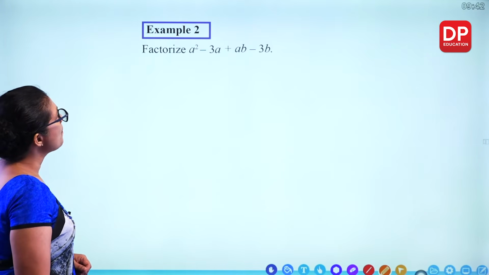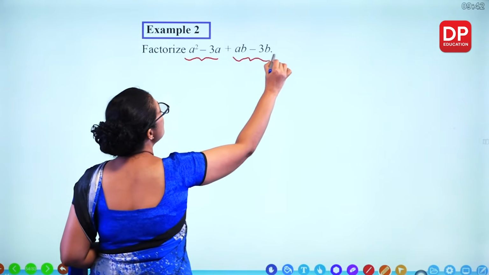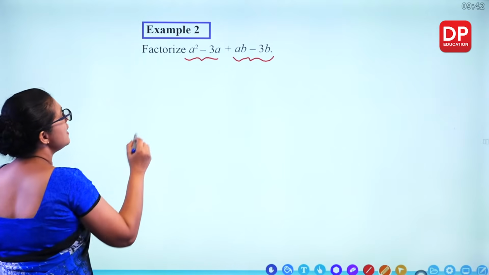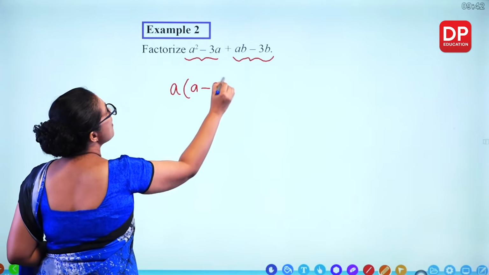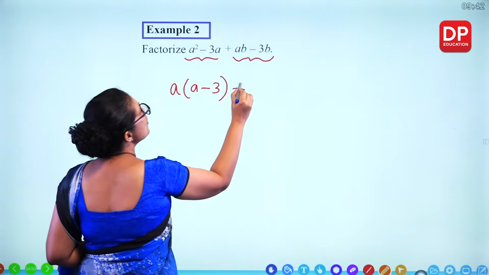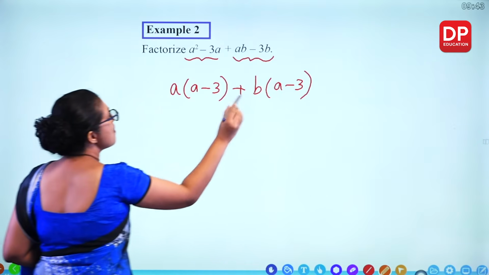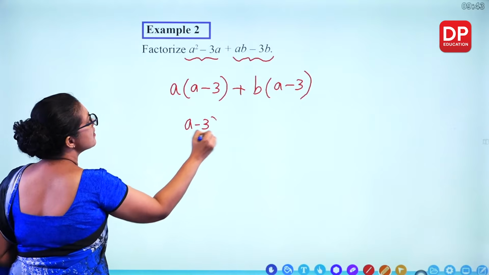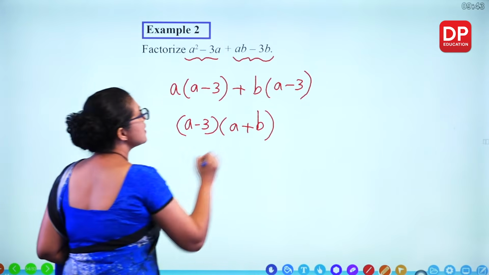Example number 2. Similar way, 4 terms, you can take first 2 and last 2 separately. If you take this one, you can take a out. So a minus 3 is there. When you take b out, a minus 3 there. So a minus 3 is common. What's remaining? A plus b.